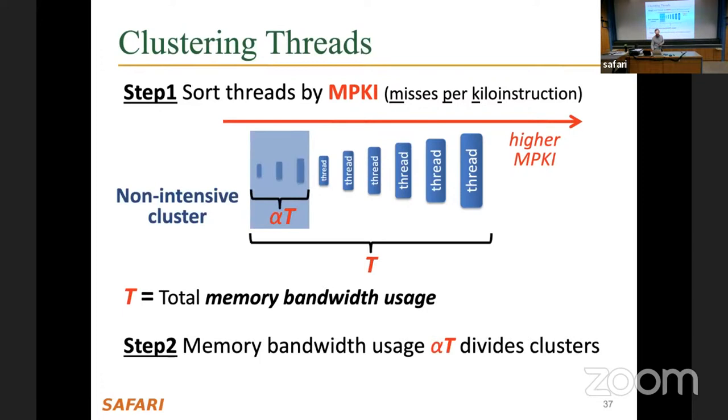And the non-intensive cluster, maybe you can think of this as a sum of misses per kilo instructions. The non-intensive cluster is essentially designated as threads that consume less than 10% of the memory bandwidth. You can think of it that way. And we vary the cluster threshold in the paper. So this is one way of clustering.